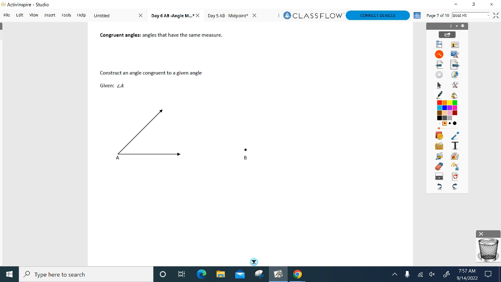Congruent angles. Angles that have the same measure. All right, we're going to construct it in a second. Don't pick it up yet. I just want to show you some symbols again, some markings. So draw me angle ABC, please. ABC. And also an angle that looks kind of congruent to it, DEF.